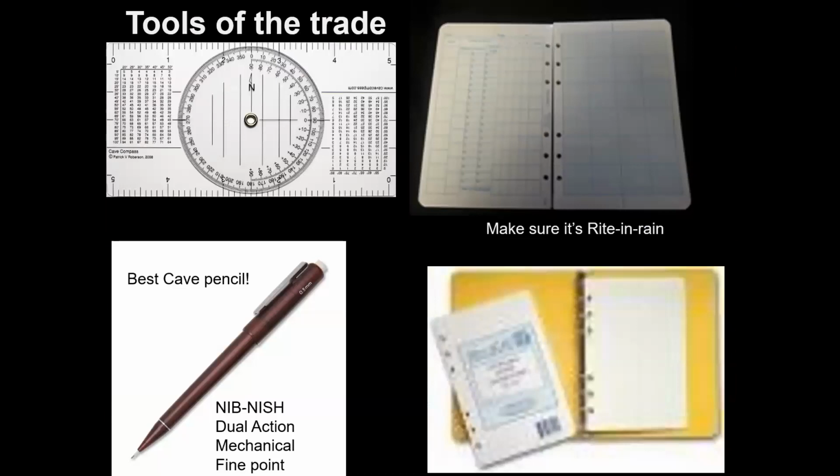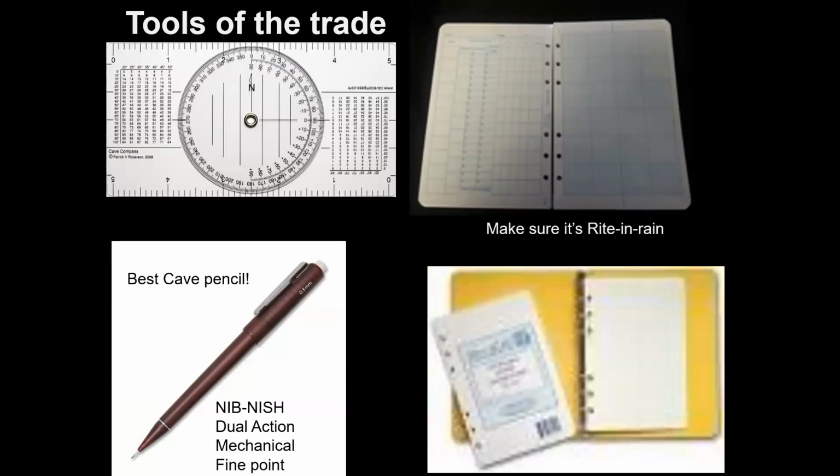So what do you need? Sketching tools are surprisingly inexpensive. You need a protractor. You've got to have a protractor. And there's all sorts of protractors out there. What I'm showing is the Caver protractor. I don't remember who sells these, but they're pretty common. And they're real handy for helping you make a good plot.